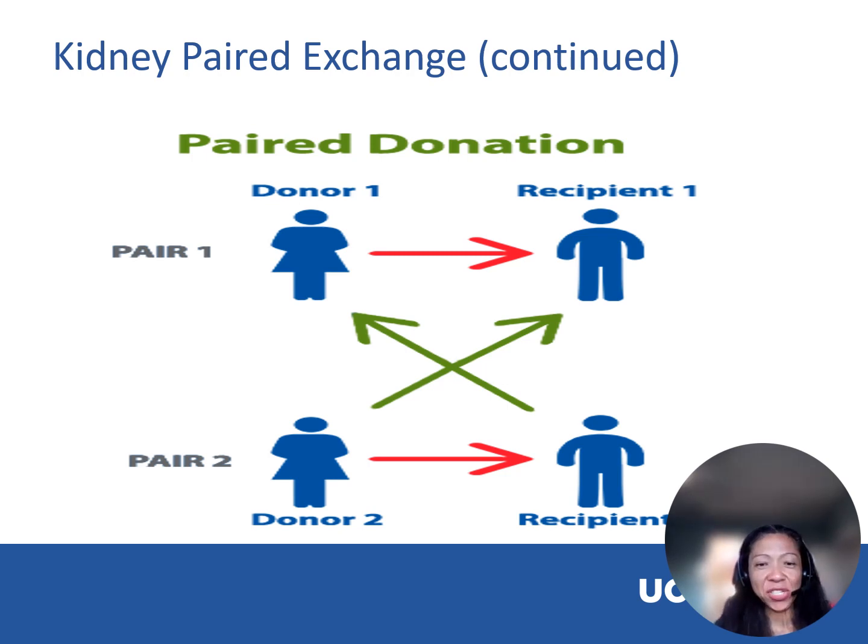This graph is showing how a donor works. Let's say that I want to donate to my mother, but my blood type is different from my mother's, so I am not able to donate directly. If I'm donor 1, then I could donate to a stranger who's the same blood type, and then this stranger's donor donates to my mother. So this is just an example of the swap.